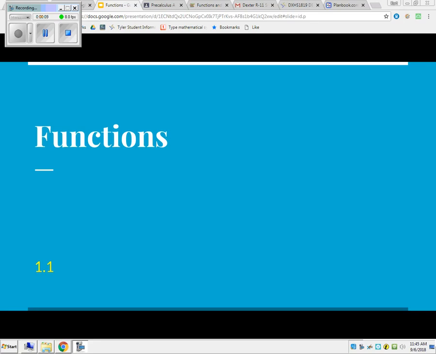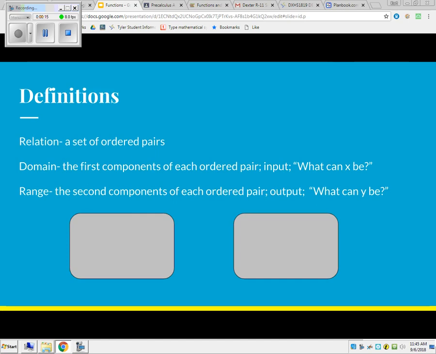So, introducing functions today. They are on the XY plane. It deals a lot with X and Y values. It's just going to look a little different. Before we get to functions, we need to discuss something called relations.